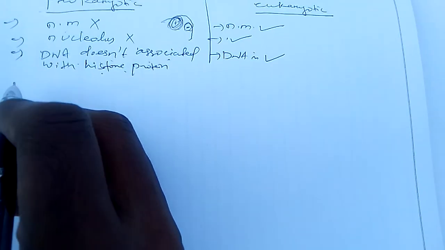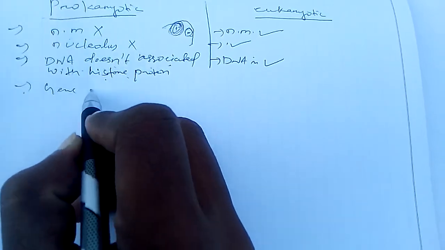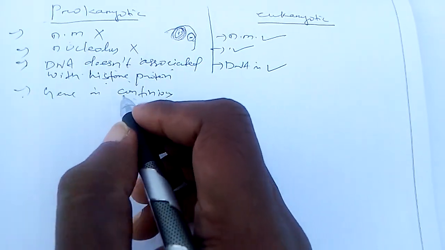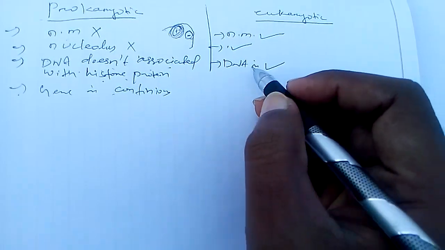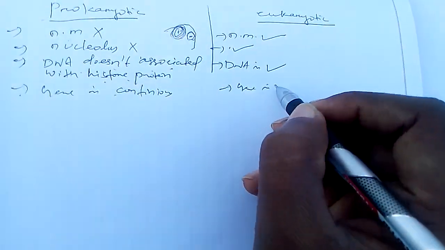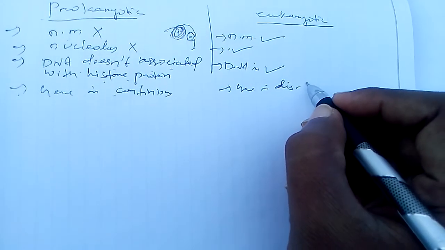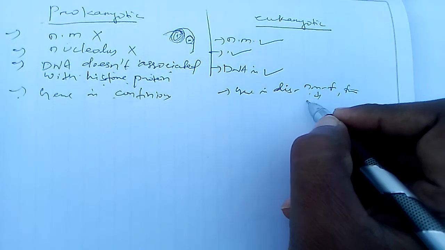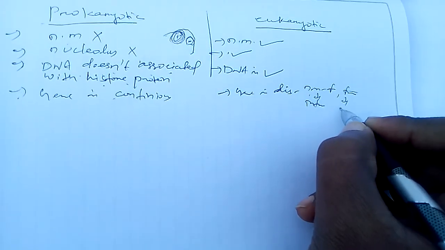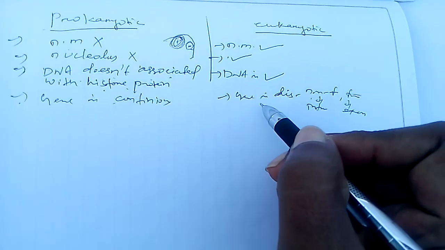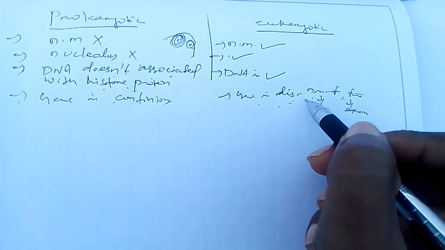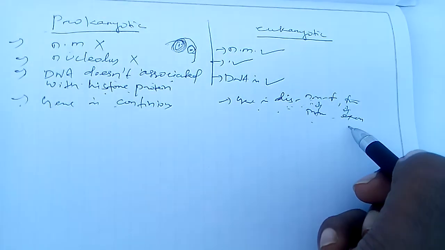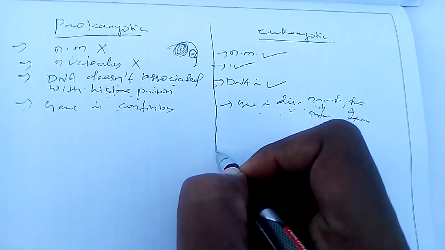Then in prokaryotic cell, another point is that the gene is generally continuous, but in eukaryotic cell the gene is generally discontinuous. That means the non-functional part and functional parts are present alternately. This non-functional part is known as intron and the functional part is known as exon.